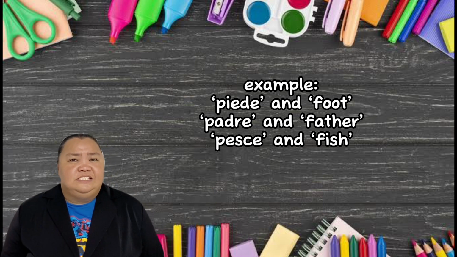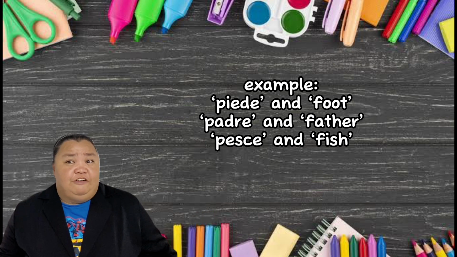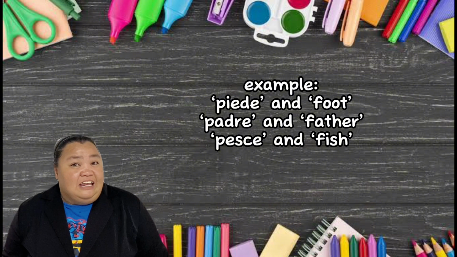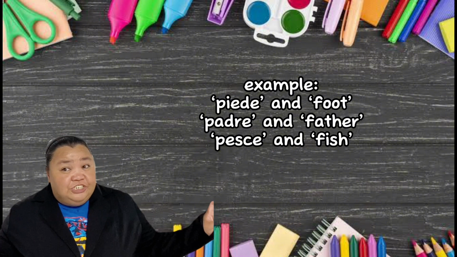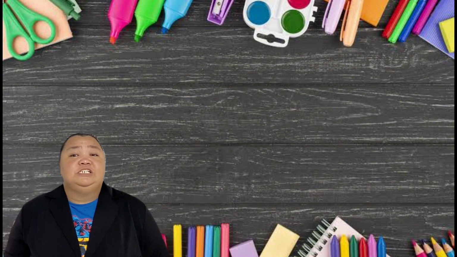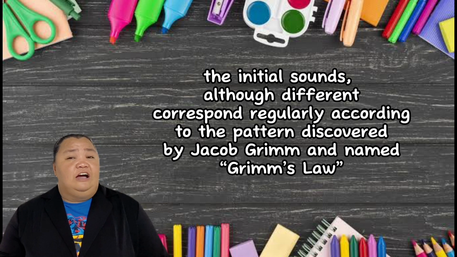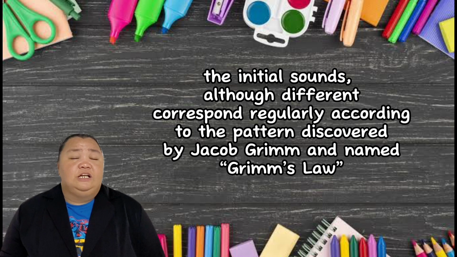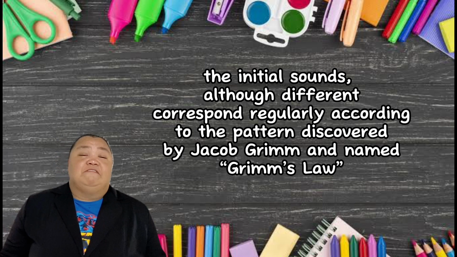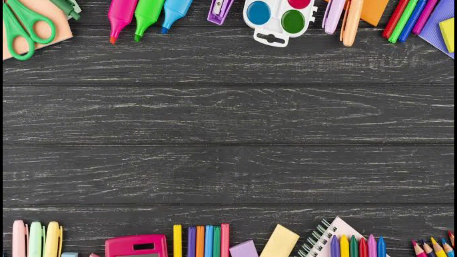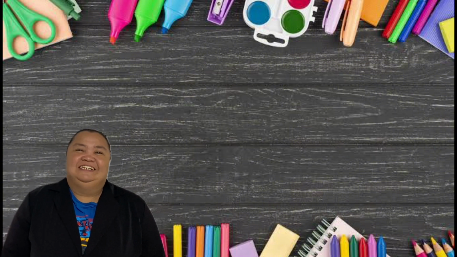Another example is padre. It means father in English. Pez means fish in English. So the initial sounds, although different, correspond regularly according to the pattern discovered by Jacob Grimm and named Grimm's law.